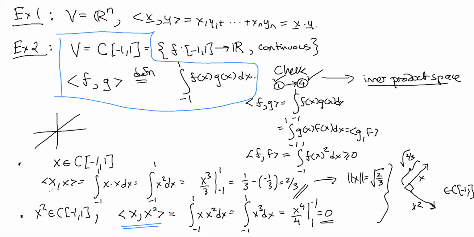Let's follow this. x inner product x. What's the definition? The definition is written up here. So f is equal to x, g is equal to x. Therefore x inner product x is the integral of x times x dx, which is the integral of x squared.